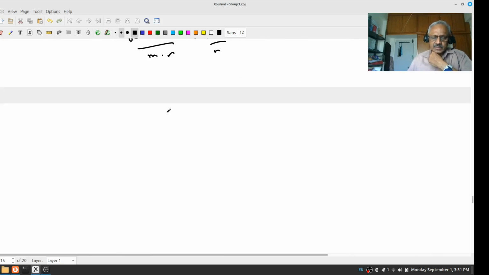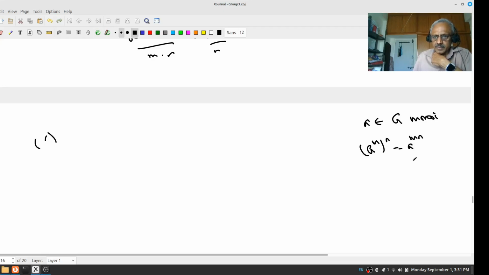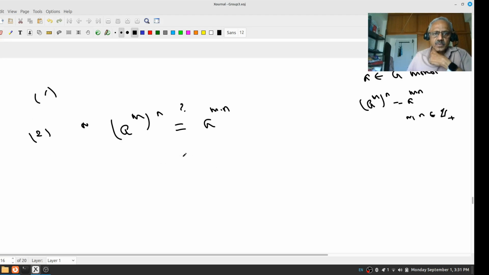The next one is again something very similar. Remember, we proved if a is in G, in a monoid, then a to the power m to the power n is a to the power mn, where m and n are non-negative integers. Now we want to extend it. So the second thing we want to prove is that a to the power m to the power n is a to the power m times n. So again we break it into cases. If m and n are greater than or equal to 0, already seen.